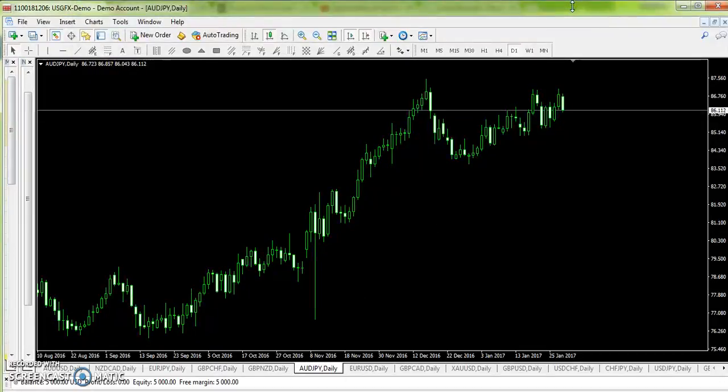Okay guys, this is the AUDJPY on the daily chart. As you can see, this is a naked chart. It doesn't have any indicator. I would only apply the trend line when required.